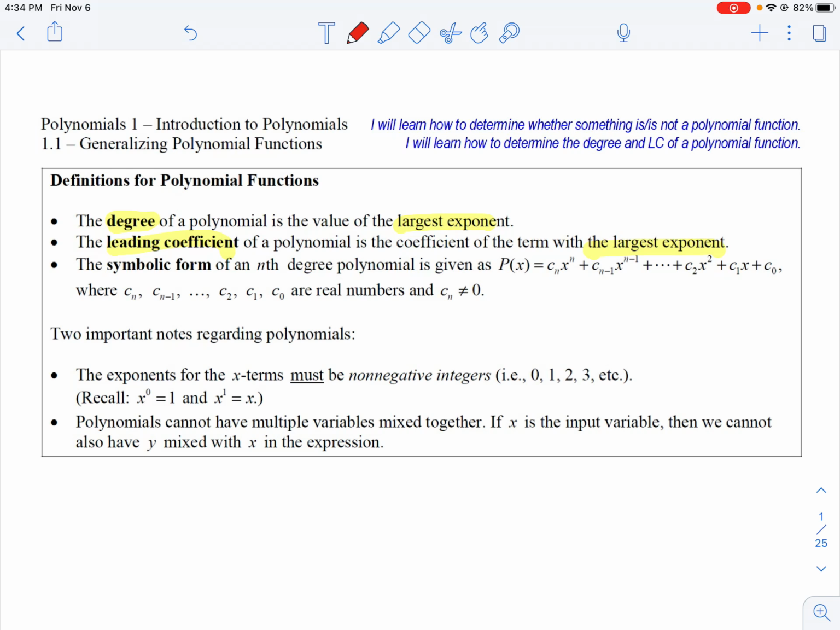Today, we will learn how to determine whether something is or is not a polynomial function. We will also learn to determine the degree and the leading coefficient of a polynomial function.